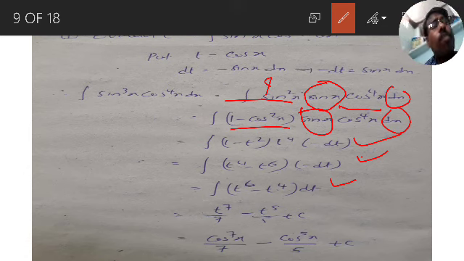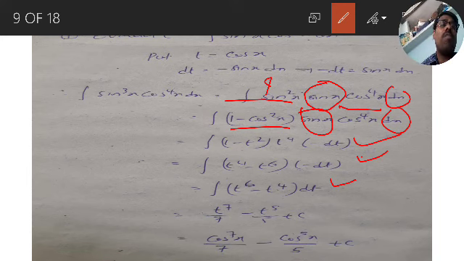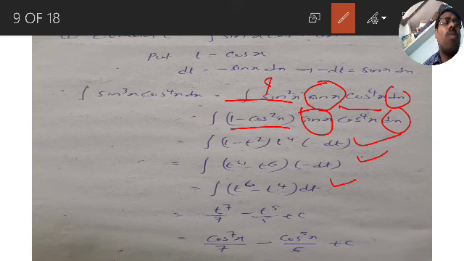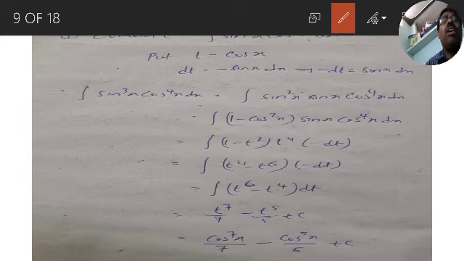Integration x power of n is x power of n plus 1 by n plus 1. Therefore t power of 6 integrates to t power of 7 by 7, minus t power of 4 integrates to t power of 5 by 5, plus c. In place of t substitute cos x, that is cos power of 7x by 7 minus cos power of 5x by 5 plus c. Very easy, very easy.